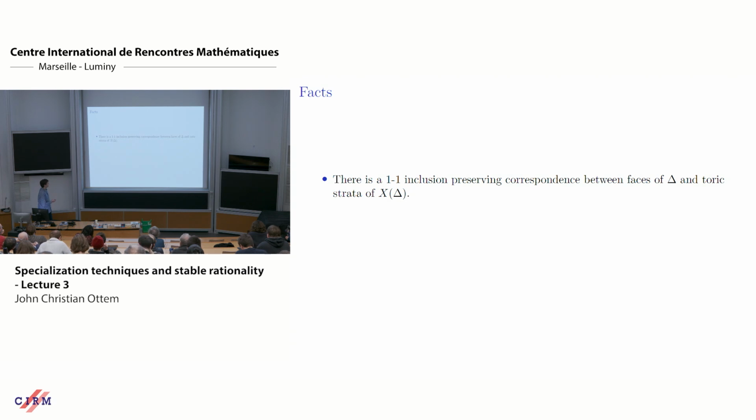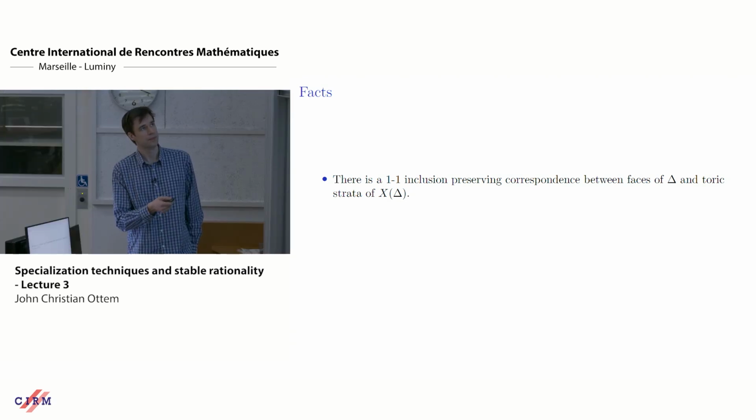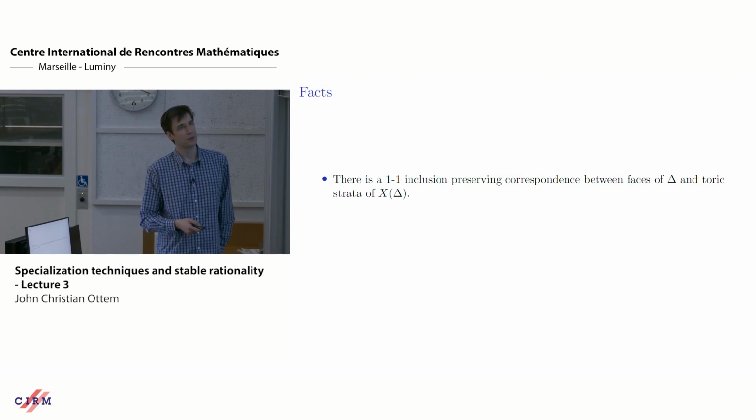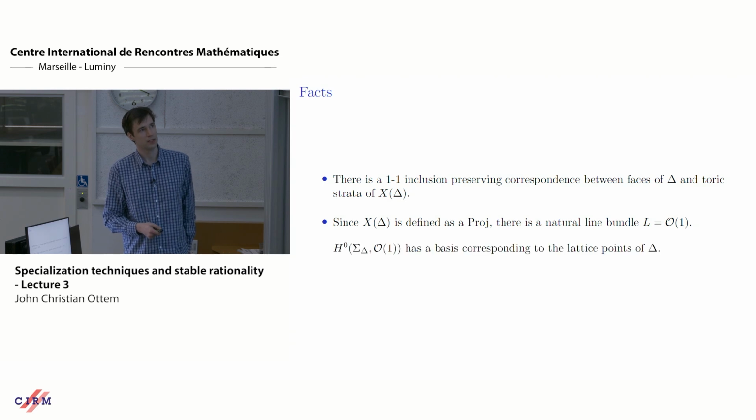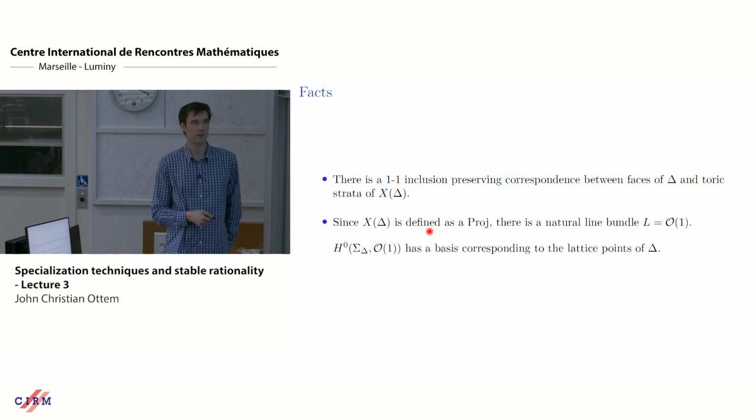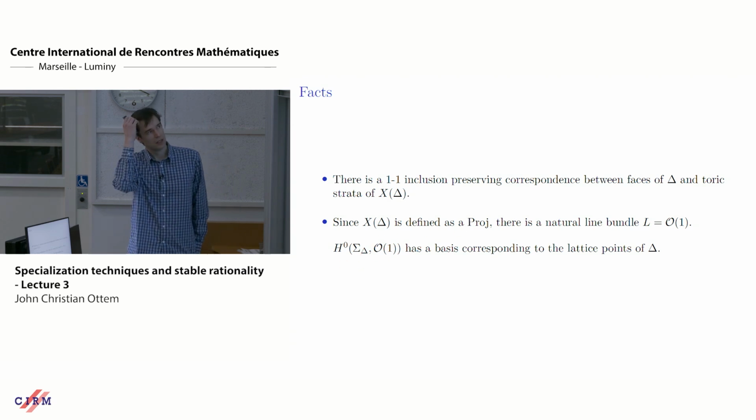Okay, so as I said, there's a convenient bijection between the faces of the polytope and the toric strata of the toric variety. And one should really think of this as a pair. It's like X plus some ample line bundle. So it's defined as the Proj of a ring, so it has a line bundle coming from it. And the point of this is that the global sections of this line bundle correspond to the lattice points of the polytope.